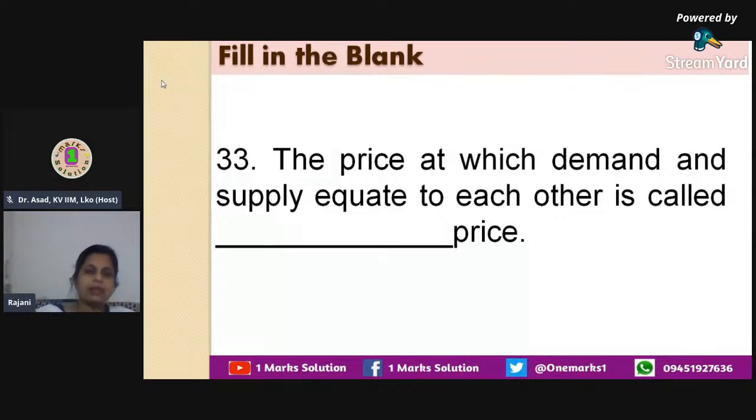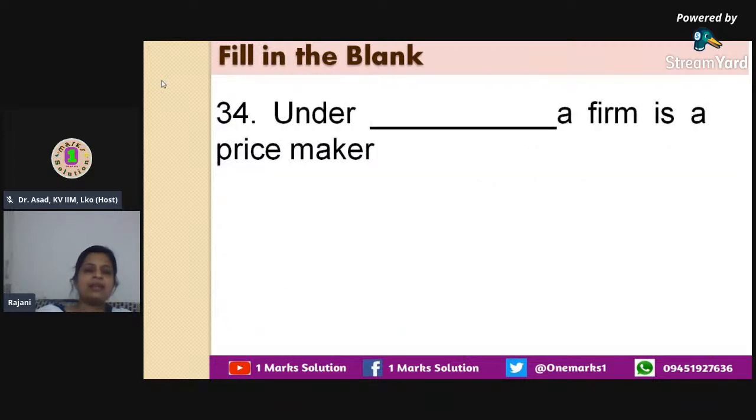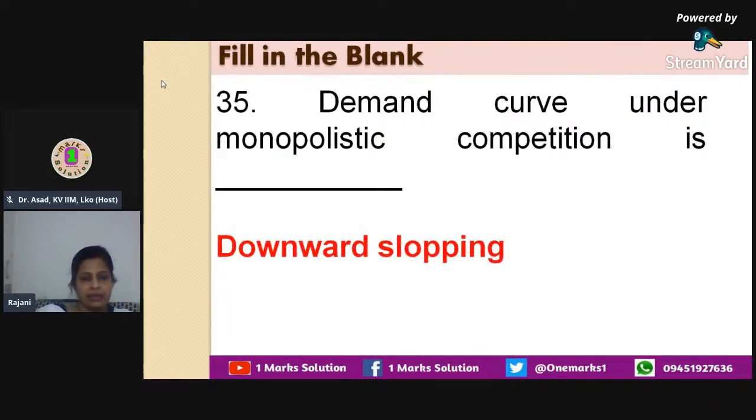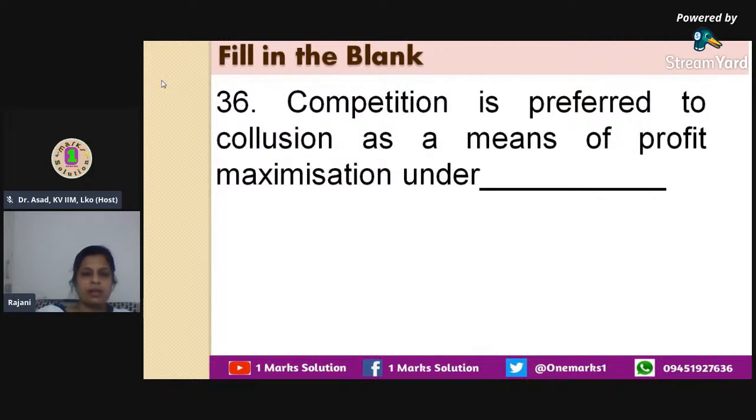Next one, the price at which demand and supply equate to each other is called equilibrium price. Yes. The next is under dash firm. Under monopoly, a firm is a price maker. Next, the demand curve under monopolistic competition is downward sloping. More or less downward sloping.